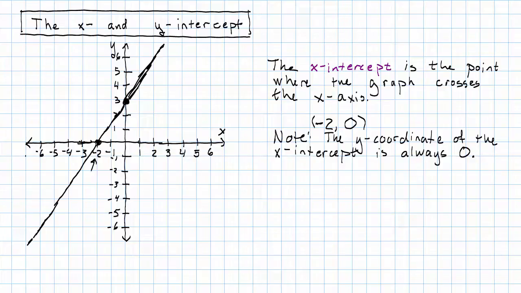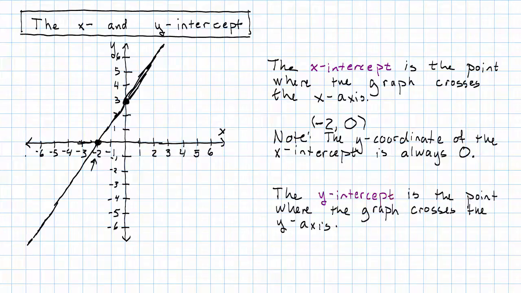So that's the x-intercept. The y-intercept is the other way round. The y-intercept is the point where the graph crosses the y-axis. In our example, that's this point right here. So it's x is 0, y is 3. Now, we saw that the x-intercept was always where y equals 0. The y-intercept is always where x equals 0.